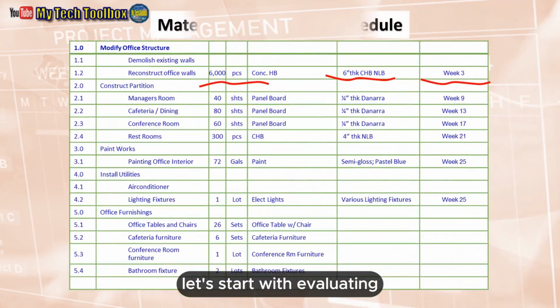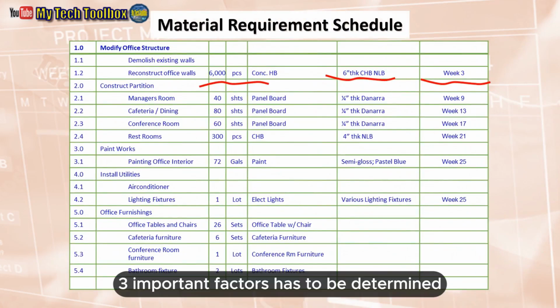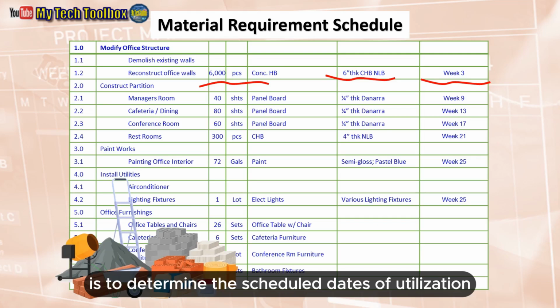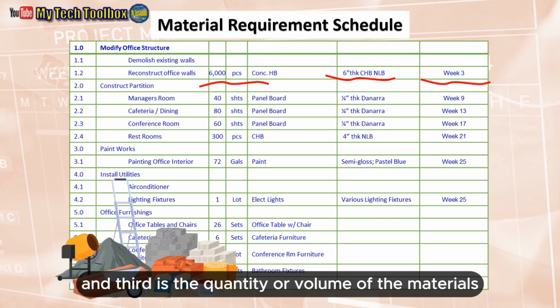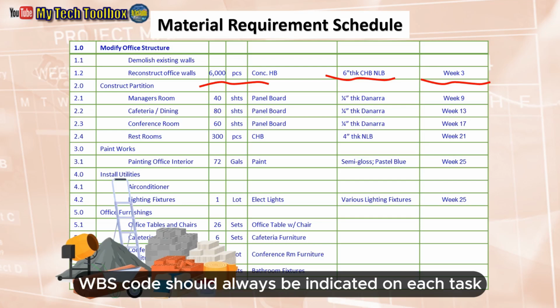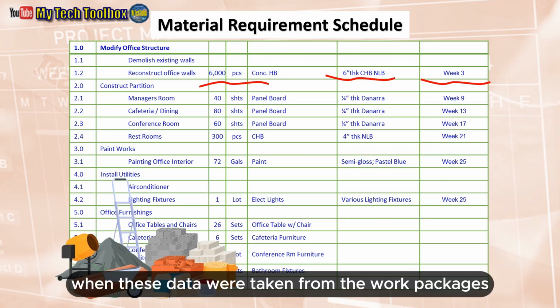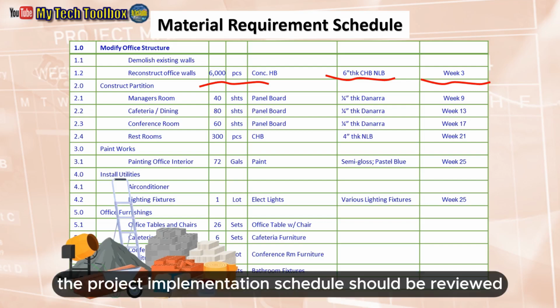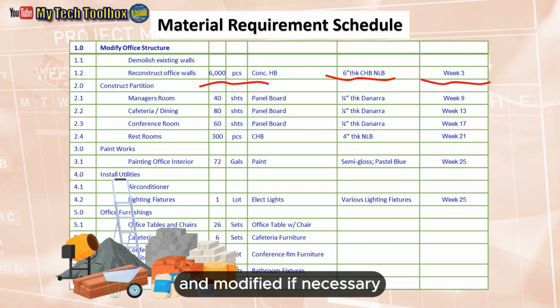Let's start with evaluating the material requirement schedule. Three important factors have to be determined. First is the sources of the materials, whether it is available from local or foreign suppliers. Second is to determine the scheduled dates of utilization, and third is the quantity or volume of the materials to ascertain if prospective suppliers are capable of delivery. WBS code should always be indicated on each task, especially when these data were taken from the work packages. If any of the sources, quantity or volume, and utilization dates have issues that could impact the project, then the project implementation schedule should be reviewed and modified if necessary.